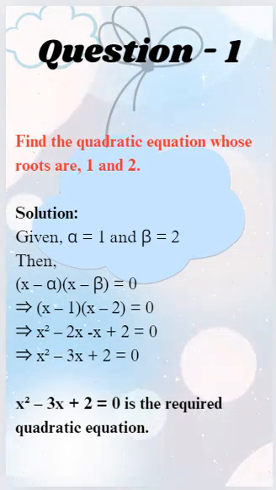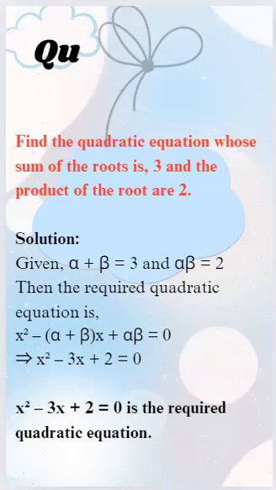Assuming alpha and beta as roots, we can form the equation as (x minus alpha)(x minus beta) equal to 0. After simplification, we get x square minus 3x plus 2 equal to 0. This is the required equation.